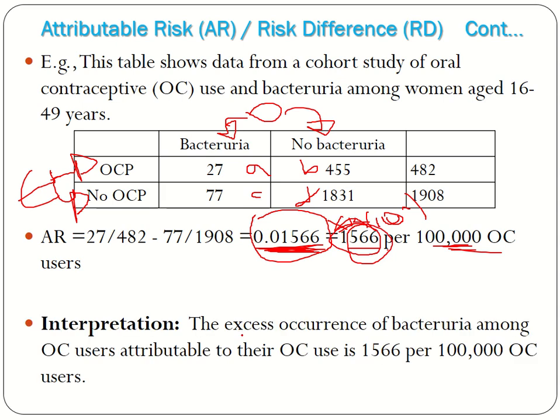So how do we define it? The excess occurrence of bacteriuria among OC users which is attributable to their OC use, which is attributable to their exposure, which is oral contraceptive use: 1566 per 100,000 oral contraceptive users.